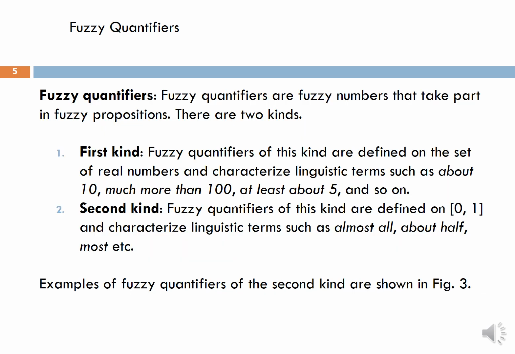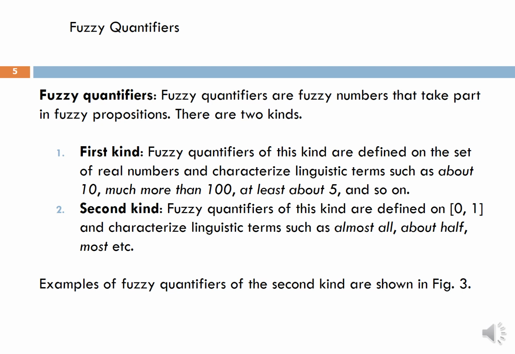Now let us see what fuzzy quantifiers are. Fuzzy quantifiers are fuzzy numbers that take part in fuzzy propositions. There are two kinds. The first kind are defined on the set of real numbers and characterize linguistic terms such as about 10, much more than 100, at least about 5, and so on. The second kind are defined on 0 and 1 and characterize linguistic terms such as almost all, about half, and most.